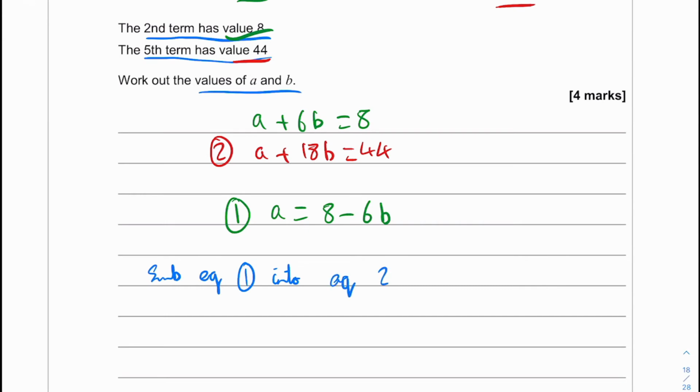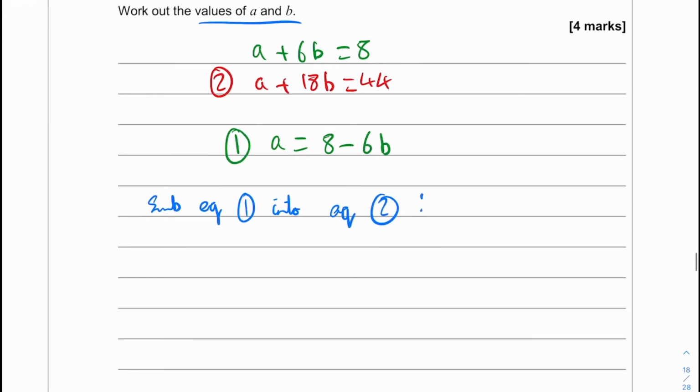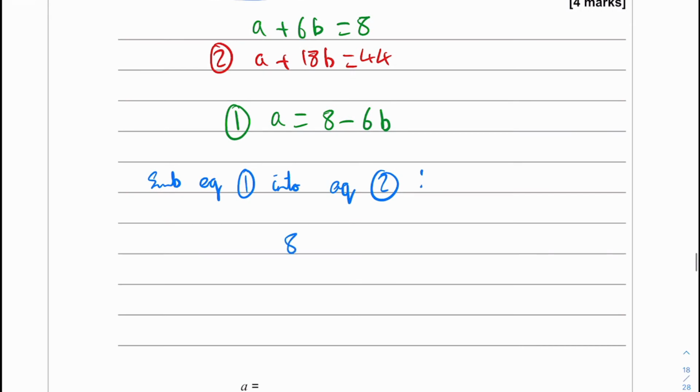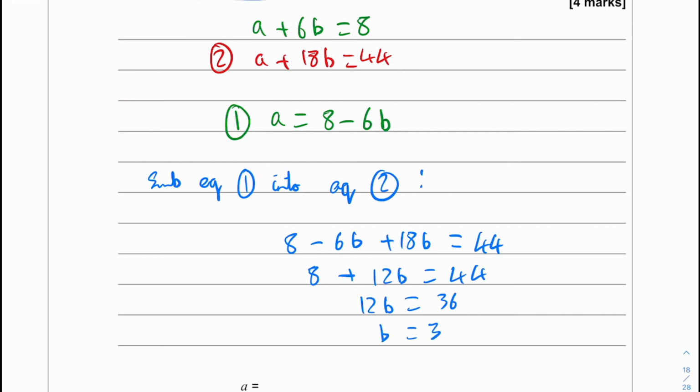equation EQ2. And when we do that, we get 8 minus 6B is equal to, sorry, we've missed out the plus 18B, then plus 18B is equal to 44. So we collect like terms, we get 8, and then we've got plus 12B is equal to 44, so therefore 12B is equal to 36, so B is equal to 3.